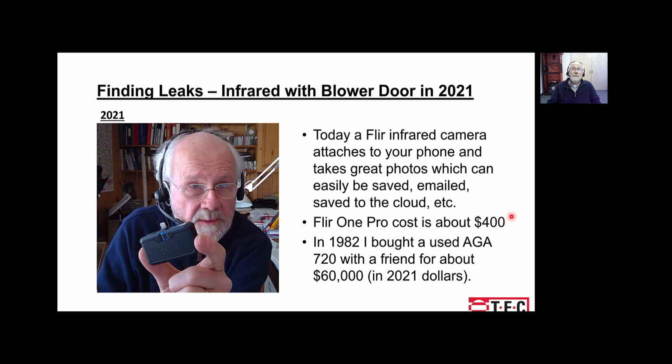And to compare that with the camera that I got in 1982, a friend of mine and I went together and bought a used AGA 720 for what would be about $60,000 today in 2021 dollars. So if I thought it was worth getting then for $60,000, certainly it's worth $400, and nobody should be out working on houses doing diagnostics, I don't think, without having an infrared camera.